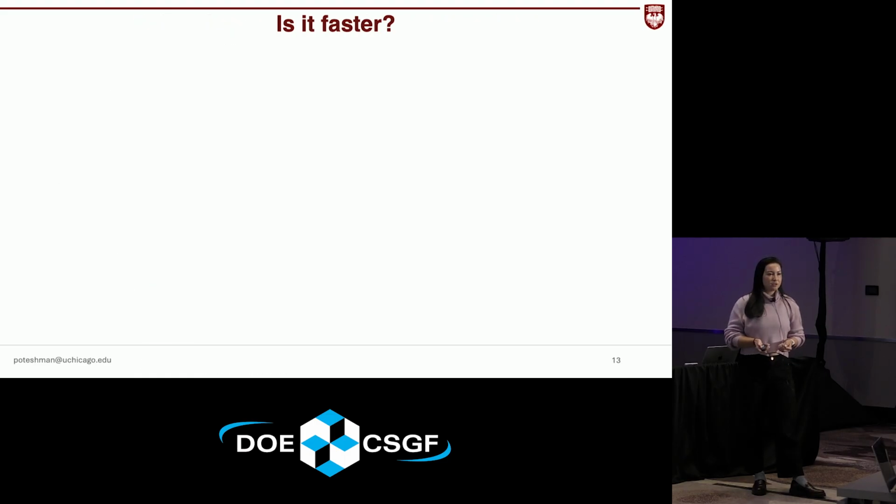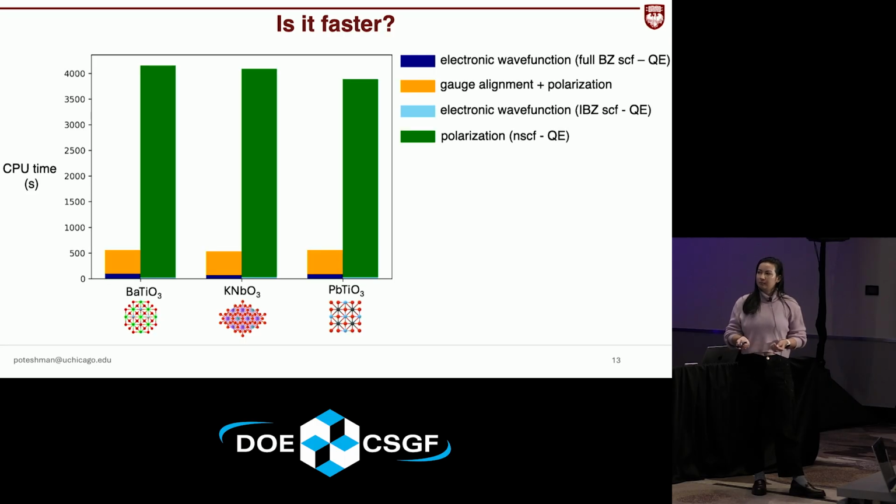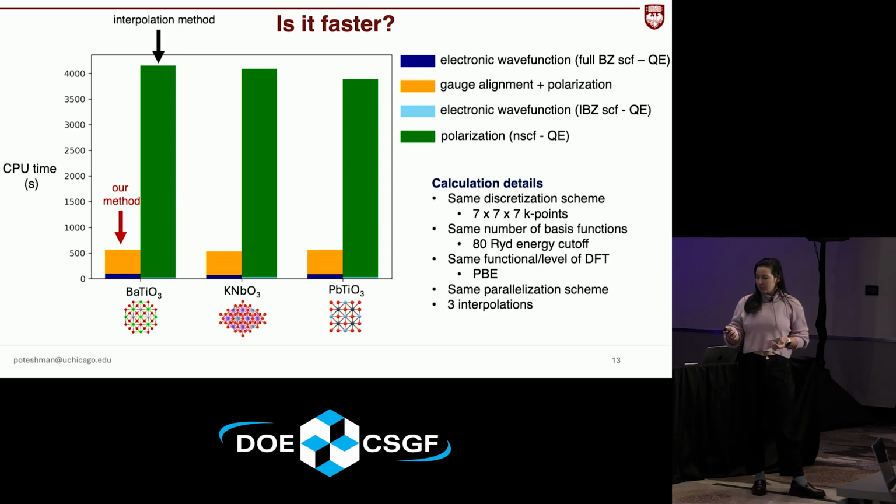And then back to my original claim, is it faster? Here we have just a few materials, and you can clearly see that our method vastly outperforms the interpolation-based method. And again, this is because we removed the computationally limiting step. And we took some care to try to make a fair comparison. For these interpolation-based approaches, we use 3 interpolations, which is really as few as you can get away with. You don't want to interpolate between 2 points. And so this is a best-case interpolation approach, and we still really outperform it.